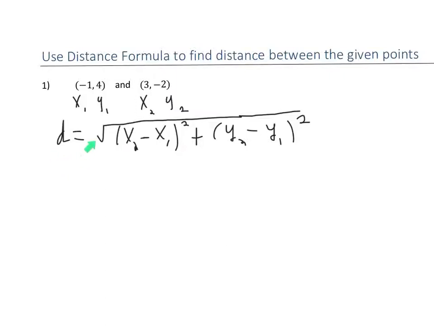D equals the square root of x sub 2 minus x sub 1 whole thing squared, plus y sub 2 minus y sub 1 whole thing squared. And we are simply going to substitute our values in.